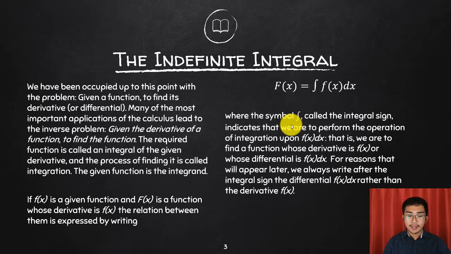That is, we are to find a function whose derivative is small f of x, or whose differential is f of x dx. Notice the difference between a derivative and a differential. A derivative is always in terms of the function only. Meanwhile, a differential has a differential term of the variable. If you have your function in terms of x, you'll have differentials of x. If you have your function in terms of y, you'll have differentials of y. Derivatives no longer have their differentials because they were already factored out. I hope you learned that in your differential calculus.